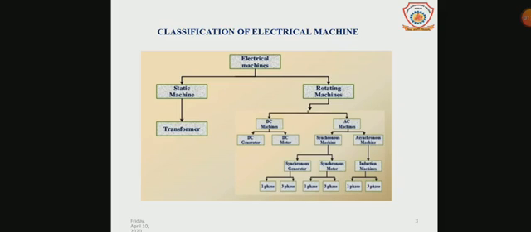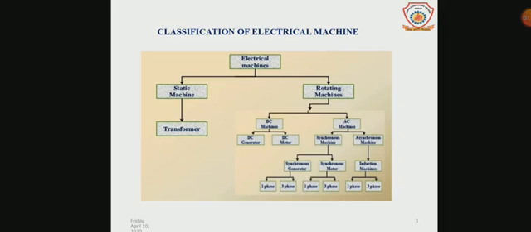The second one is the rotating machine or dynamic electrical machine. Such a type of machine consists of moving parts as well as stationary parts. Again, rotating machines are classified into two categories, DC machines and AC machines. The electrical machines are also divided into two categories, electric motor and electrical generator. DC machines consist of DC generator and DC motor.